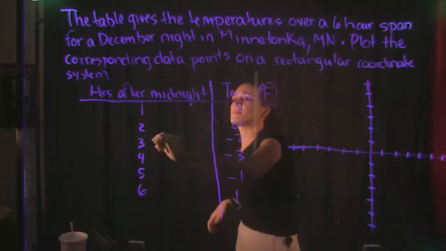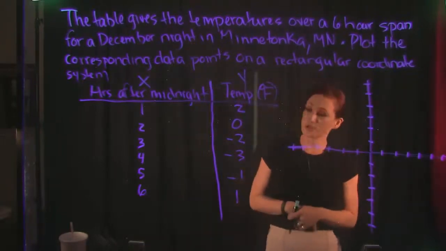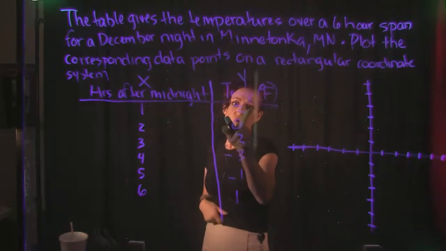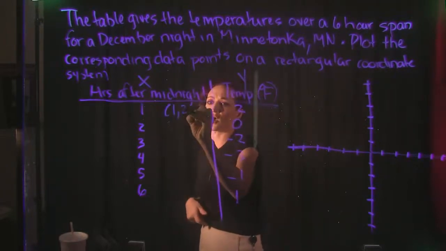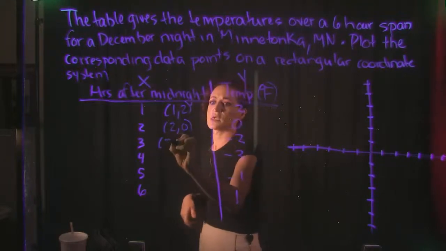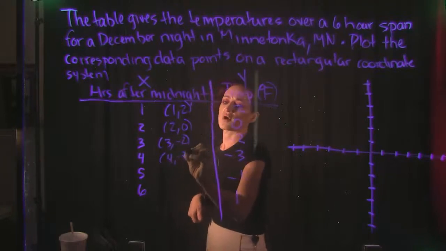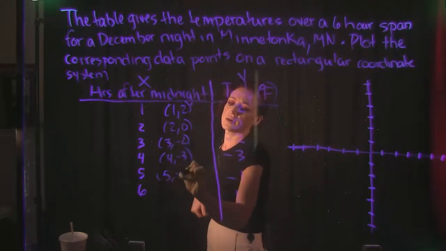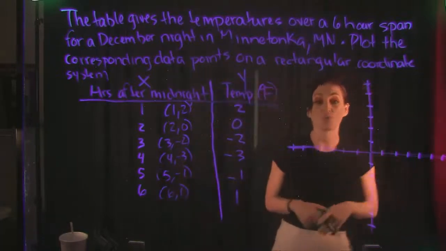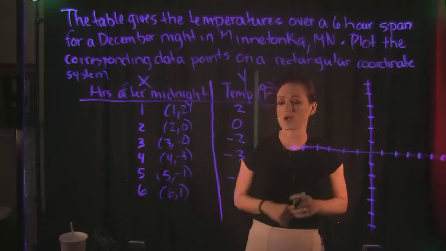So our first column is going to represent our x coordinates, and our second column is going to represent our y coordinates. So this 1, 2 over here, that's the point (1, 2). Then we have the point (2, 0), and then (3, -2), and then (4, -3), (5, -1), and (6, 1). Those are the points that we are going to plot on our coordinate system.